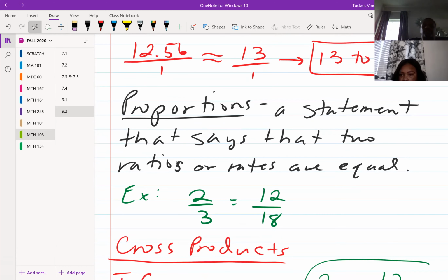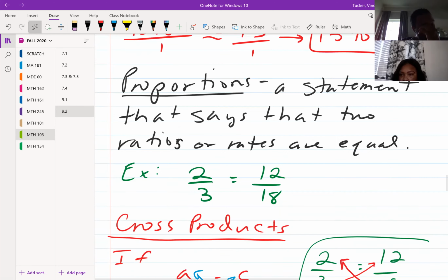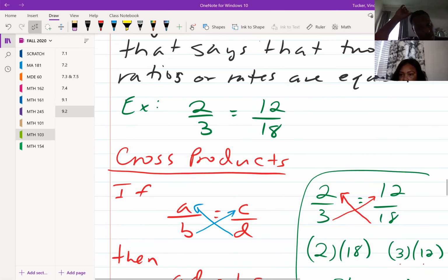All right. Proportions: a statement that says that two ratios or rates are equal. So in other words, two fractions basically are equal. 2/3 equal to 12/18 is an example of a proportion. The way we will be able to verify our proportional relationship is to use the cross products.